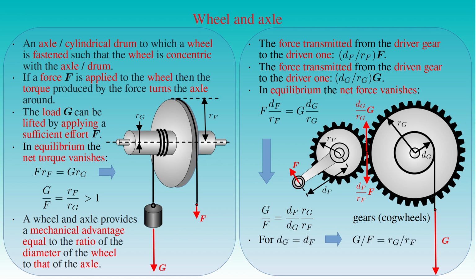Since one rotation of any gear is given by the circumference of its pitch circle, that is 2 pi times its radius, the ratio of G to F is also equal to the gear ratio, that is the ratio of the number of rotations of the driver gear to the number of rotations of the driven gear. The latter can also be expressed as the ratio of the number of teeth of the driven gear to the number of teeth of the driver gear. Then we can conclude that the mechanical advantage of interlocking gears is equal to their gear ratio.